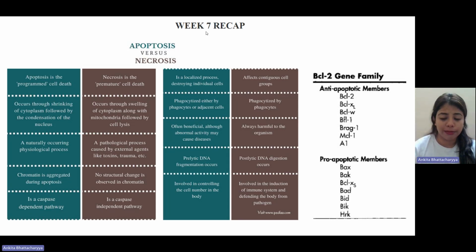Now, this BCL2 family has two sets of proteins. We have anti-apoptotic members and we have pro-apoptotic members. Anti-apoptotic members are those that oppose the process of apoptosis, and they are pro-survival. So we have BCL2, BCLXL, BCLW, BF1, BRAG1, MCL1, A1.